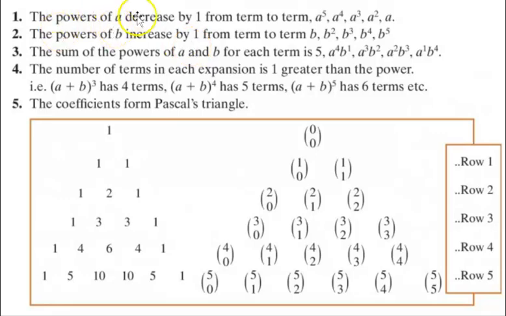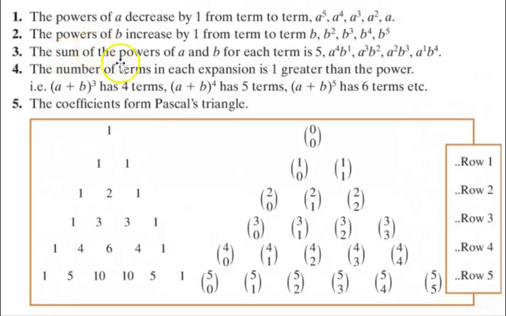The powers of a decrease by 1 from term to term: a to the power of 5, a to the power of 4, a to the power of 3, a to the power of 2, and a to the power of 1, which is just a. The powers of b increase by 1 from term to term: b squared, b cubed, b to the power of 4, b to the power of 5.